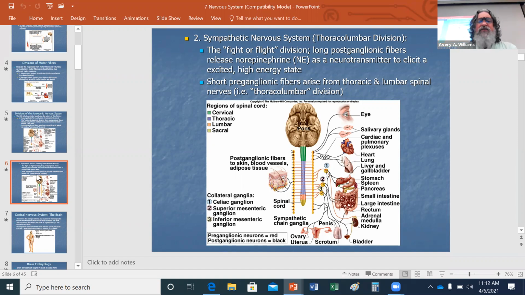Norepinephrine is a neurotransmitter, and its effect on the body depends on the effector. That's why I have these things over here, they respond differently to norepinephrine. They'll either become excited or they'll be turned off.